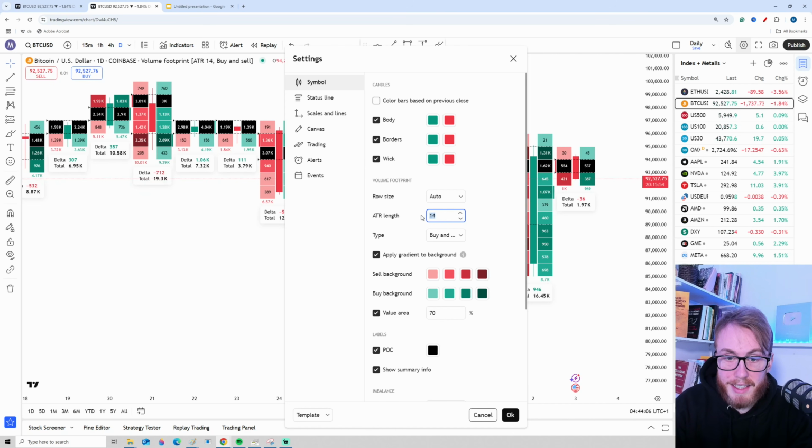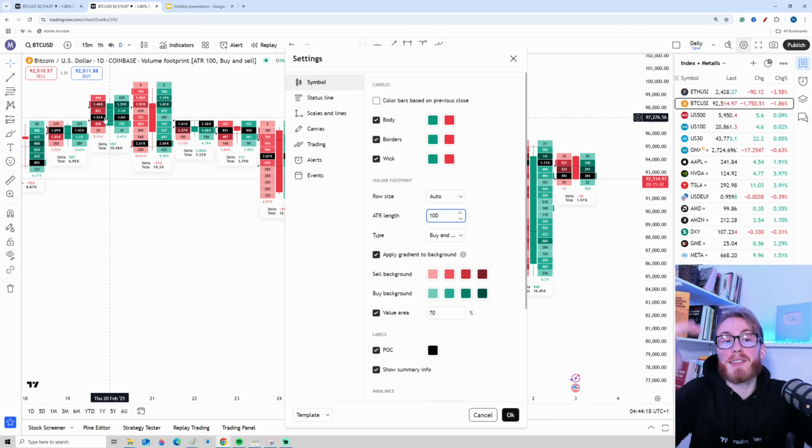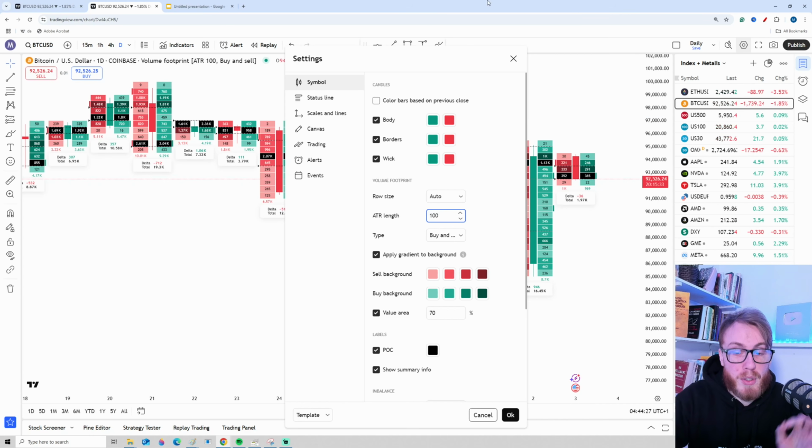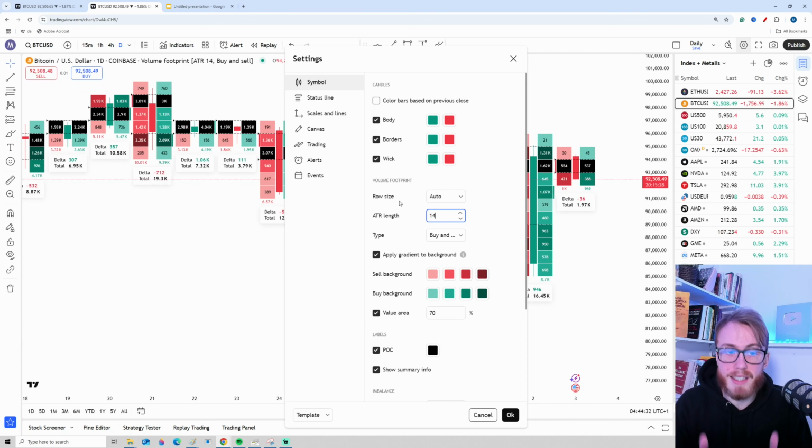So if we change the ATR length, let's say we want to change it all the way up to 100. I don't recommend to do this. I just want to show you guys what happens on the chart. So if we press 100 right here, you will see that the amount of rows here will change. And for some traders, you might actually want to have more of these rows. But what I highly recommend here is to just for now keep it at 14, keep it simple. 14 is the standard length for the ATR, and I think most traders use 14, so just keep 14 for now.